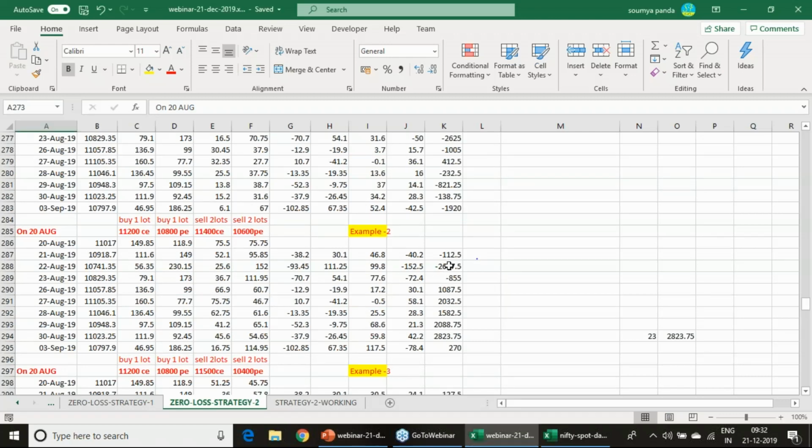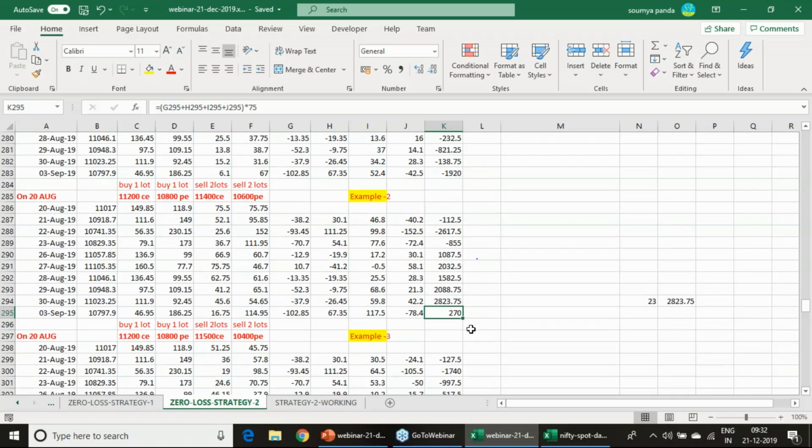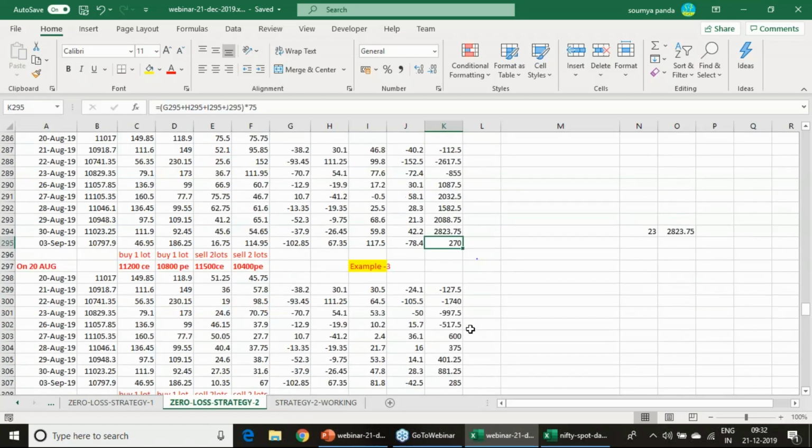This has gone for 2 to 3 days into losses. However, afterwards it has given a profit. In fact, if you hold till 3rd September, the same number of days, no problem. Only 3 days you have gone into loss. The remaining days you got a profit.